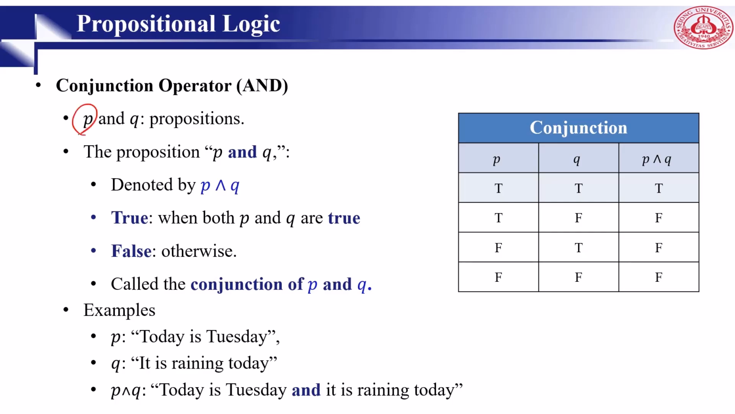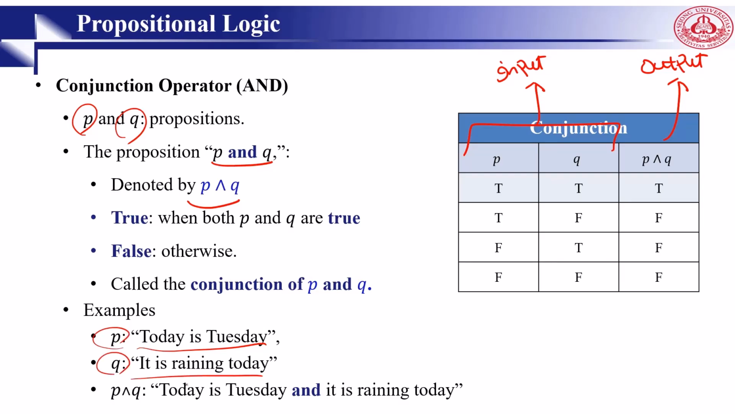The second one is conjunction or and. Here, we have two propositions as input and one will be output. So these two are input and this one is output. Okay, so we can say P and Q, or show it like this, P and Q. In this case, if both are true, the output will be true. If one of the inputs is false, output will be false, right? So here, if P is today is Tuesday and Q proposition is rainy, then P and Q means today is Tuesday and it is rainy.